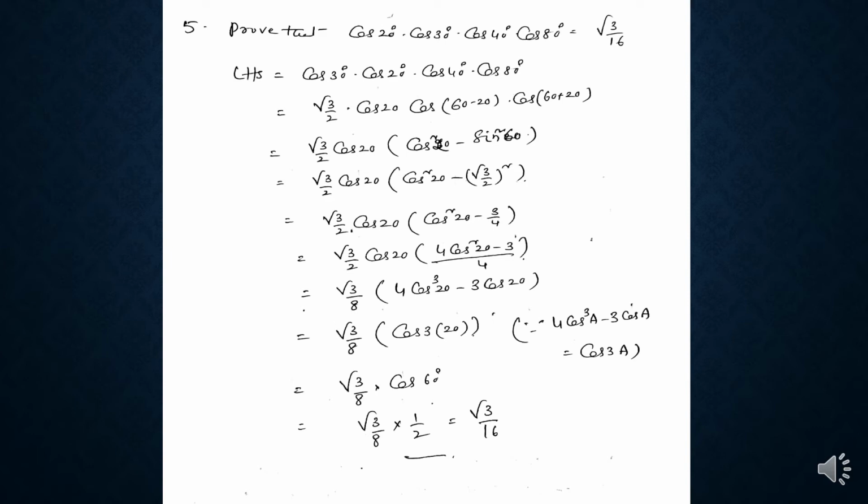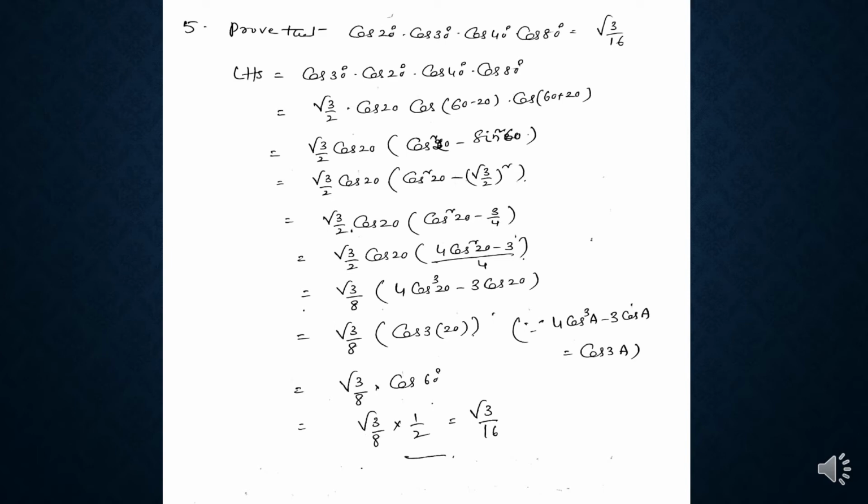So here cos 40 can be written as cos of 60 minus 20, and cos 80 can be written as cos of 60 plus 20. So that becomes in the form of cos of a plus b into cos of a minus b. So we have the formula cos of a plus b into cos of a minus b is equal to cos square a minus sin square b, or cos square b minus sin square a. So we should apply which formula is suitable to the problem.